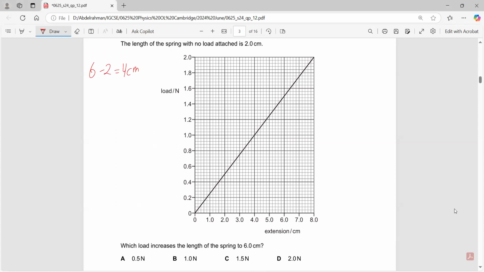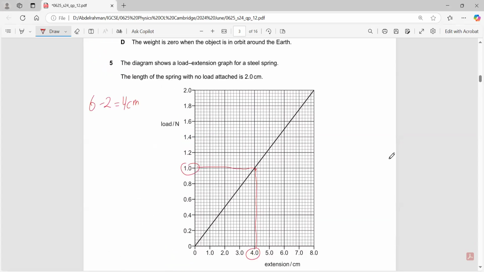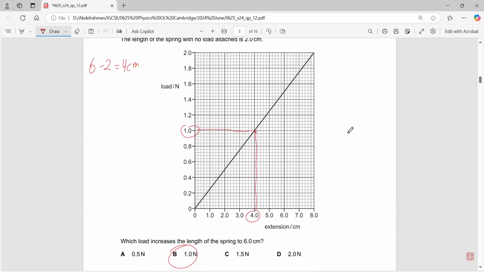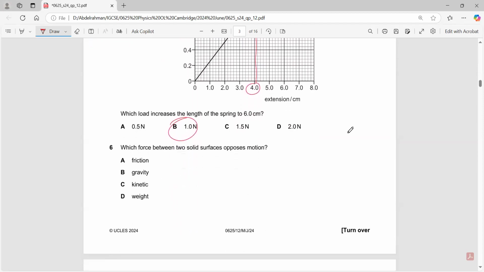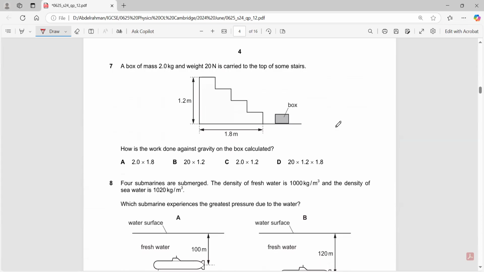On the graph, we need to find the load that will give an extension of 4 centimeters. 4 centimeters is here, so we need to draw a vertical line, and then from this point, draw another horizontal line, which would give you a load of 1 Newton. Again, all you need to do is find the extension of the spring, 6 minus 2 is 4. Which force between two solid surfaces opposes motion? Yes, it is friction.